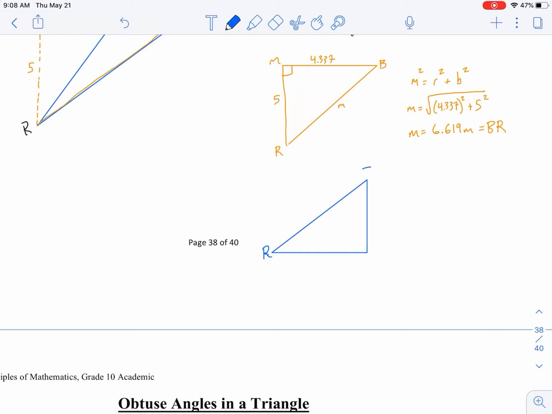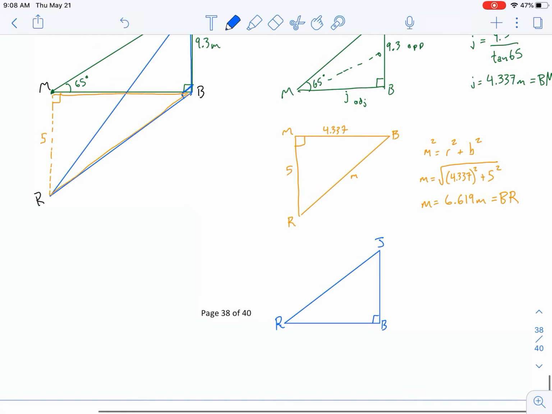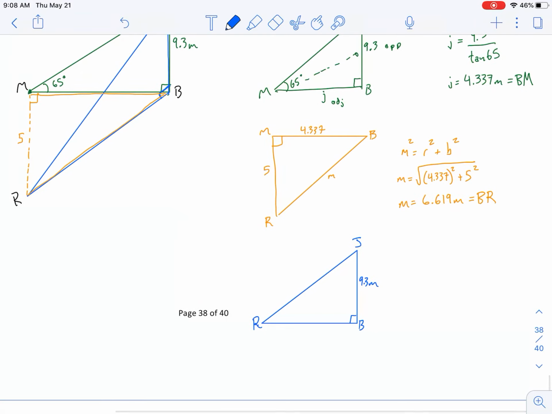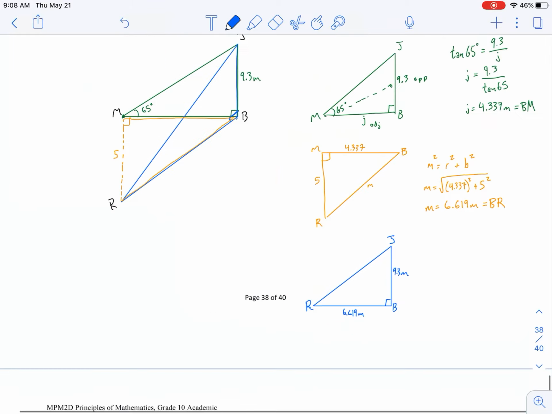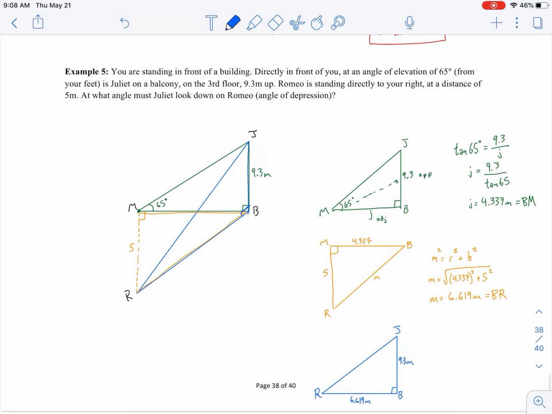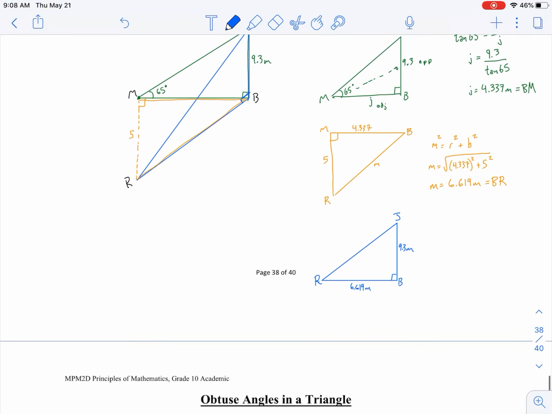Where we've got Romeo, Juliet in the base. Of course, that tower is hitting at 90 degrees. We are on flat ground. She is 9.3 meters high. We just solved for RB. RB is 6.619 meters. And the question is asking for the angle of depression.